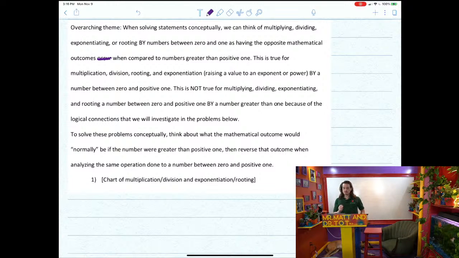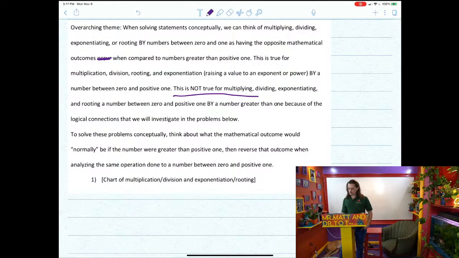I just wanted to put a disclaimer out there because the SAT and ACT questions are very logic-based, so you do have to be careful because that was not true. That's what we're saying in the second statement. This is not true for multiplying, dividing, exponentiating, and rooting a number between 0 and 1 by a number greater than 1, because of the logical connections that we will investigate in the problems below.